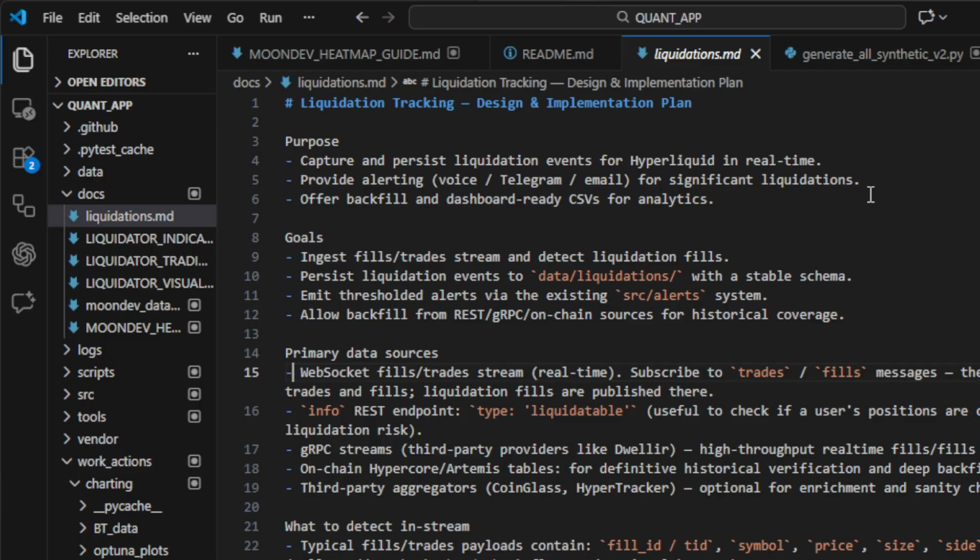Offer backfill and dashboard-ready CSV for analytics. So I actually first make an API call when I start up my WebSockets. First a backfill on API REST, and then I start the WebSockets, and I just get the data from there.